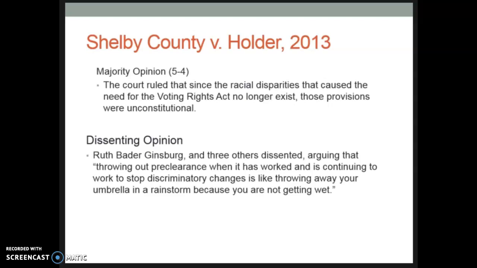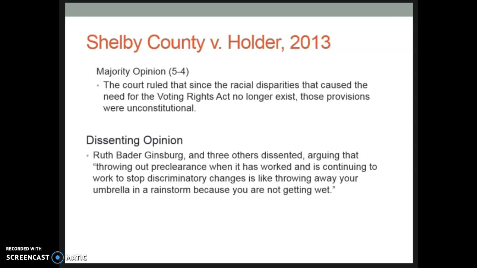In the dissenting opinion, there is a quote from Ruth Bader Ginsburg, who did dissent. It was a pretty witty comment. She said that throwing out preclearance when it has worked, that's the federal oversight, throwing out the federal oversight when it has worked and is continuing to work to stop discriminatory changes to the voting practices is like throwing away your umbrella in a rainstorm because you are not getting wet.